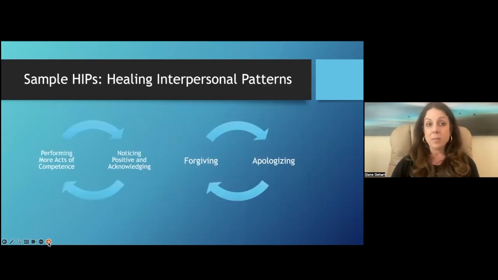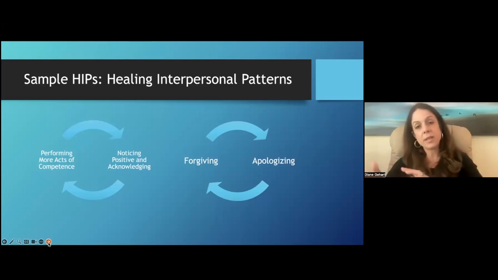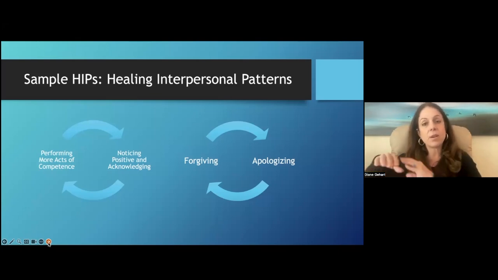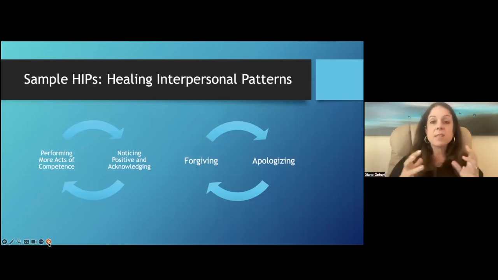Then we have the HIPs, which are healing interactional patterns. And so this is apologizing and forgiveness, and it can create a positive healing interaction. There is performing more acts of competence, and then the other person noticing and positively acknowledging. So in a couple or family system, you can have these healing interaction patterns that shift and heal and move things in the right direction. They're not quite the wellness pattern because they're more reparative than they are like, this is going to be the new norm. This is more healing when systems have gotten out of balance.